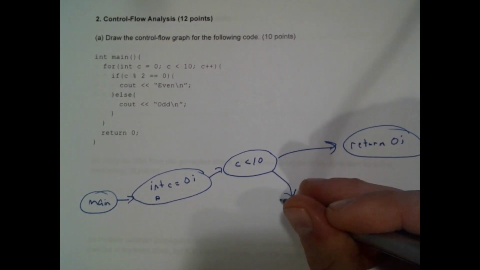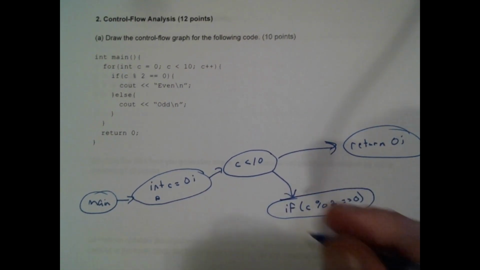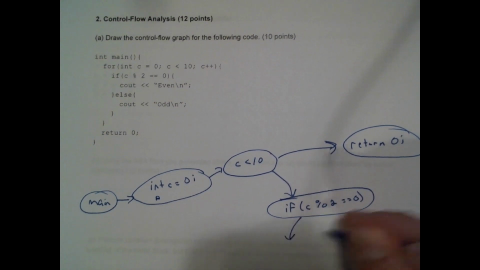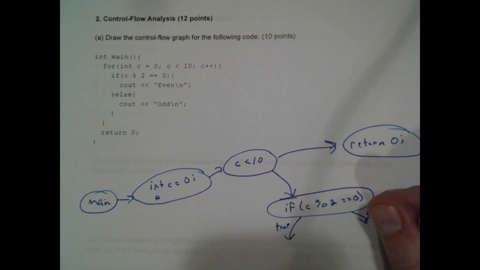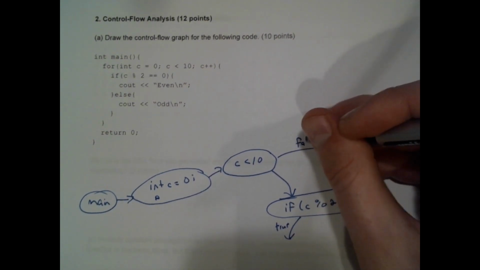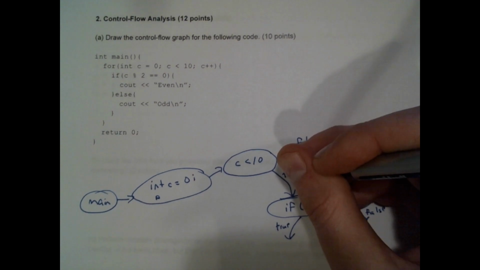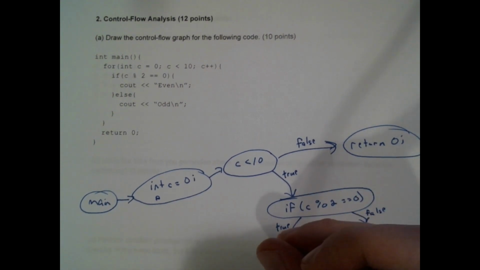If we don't do that, then we have an if statement, which is if c mod 2 equals 0. And so that would be our next block here, that comparison. And at that point, we're going to have two branches. There's a true and a false. We might want to label those in the graph. Likewise, we might want to label this, that this is the false edge, this is the true edge for our loop.